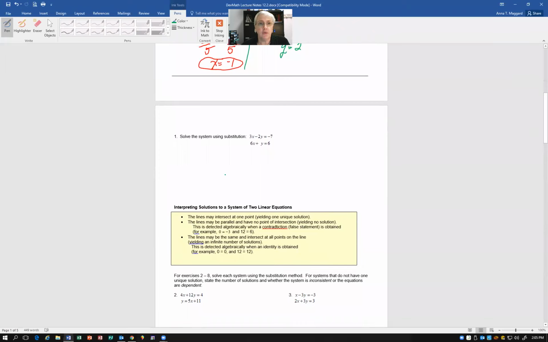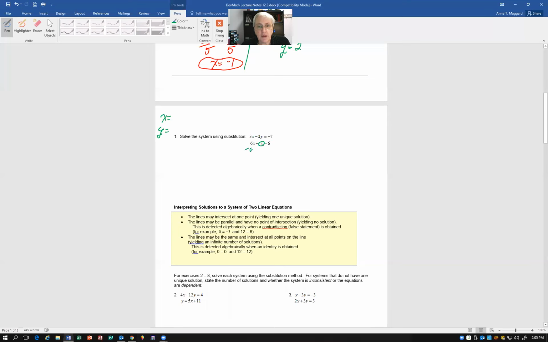That is not always going to be the case. Sometimes we are going to need to rearrange one of them. Here we have 3x minus 2y is -7, and 6x plus y is 6. Neither of them say x equals or y equals. But remember, we can rearrange equations. So I'm looking for the term that has a coefficient of 1, because that'll be the easiest one to rearrange. And I see that right here. This has a coefficient of 1.